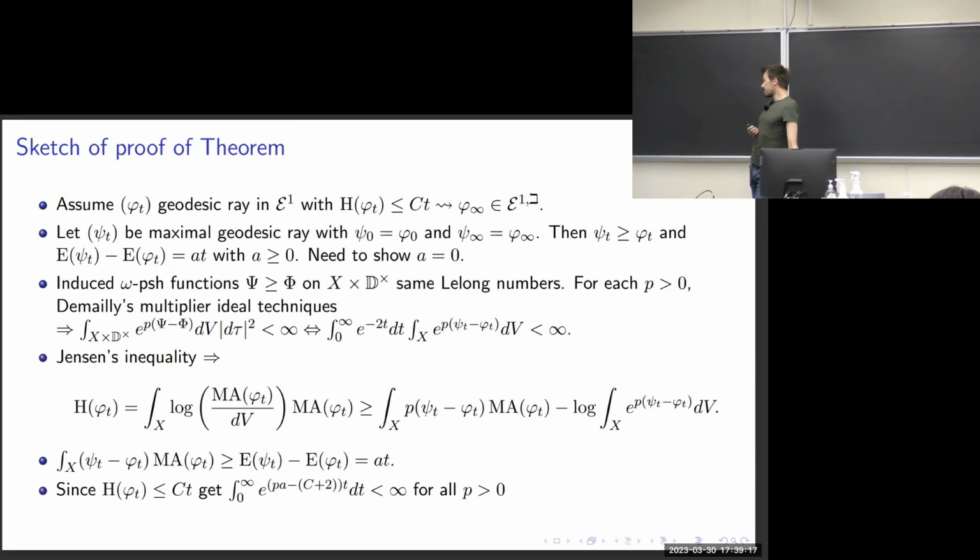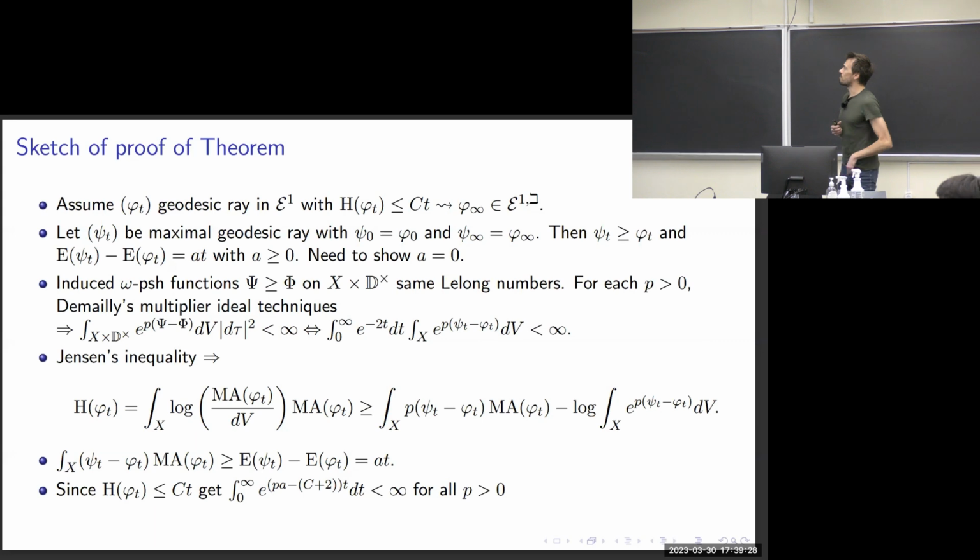Okay, then you put everything together and you get that a certain integral here on the right has to be finite for all p, but it's p times A. So if A is positive, it won't happen that this is always integrable, right? So A has to be zero and you're done.